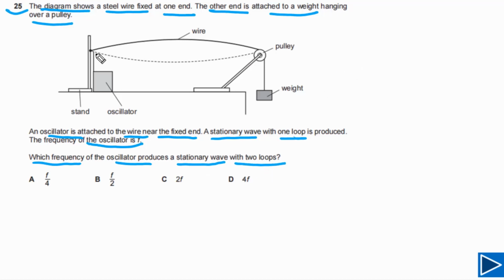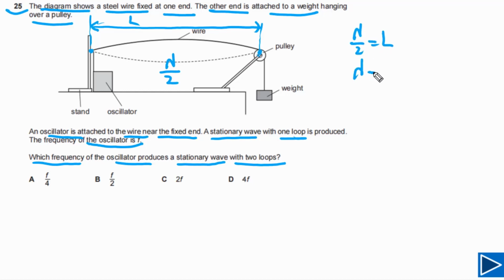Now in this case we need to understand. Imagine that this is L of the wire, means the length of the wire from this point to this point. In this case we also need to understand this point is a node, this point is a node, and the distance between any two consecutive nodes or antinodes is equal to lambda by 2. So in this case lambda by 2 is equal to L. So we can say lambda is equal to 2L. So this is how we can find out lambda. Now let's try to understand the second case when the stationary wave has two loops.